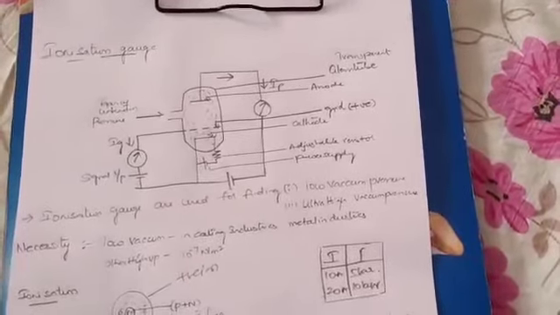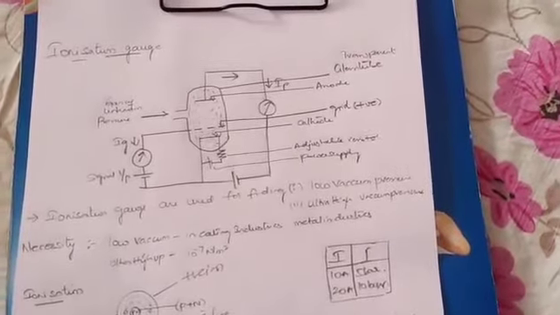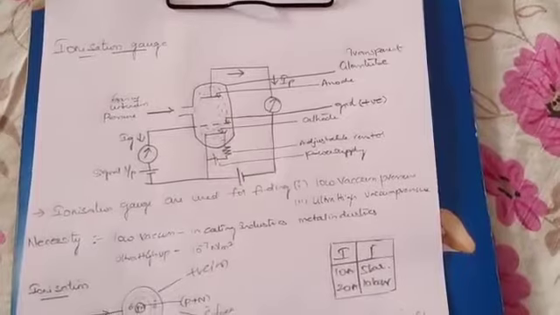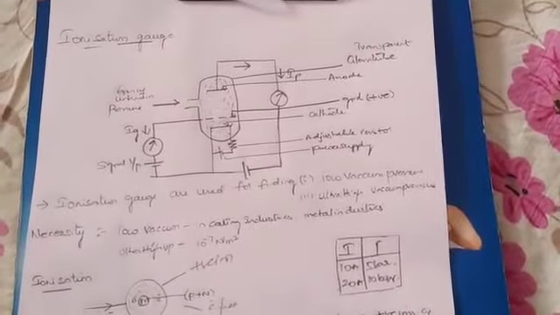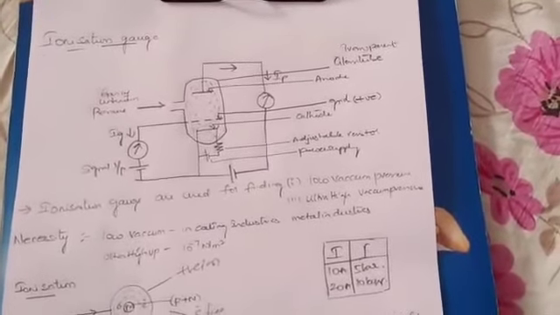Good morning. Today we'll see the measurement of pressure using an ionization gauge. The ionization gauge is generally used for measurement of low vacuum pressure as well as ultra high vacuum pressure, especially in industries like coating industries as well as metal industries. Let us see the description of the ionization gauge.